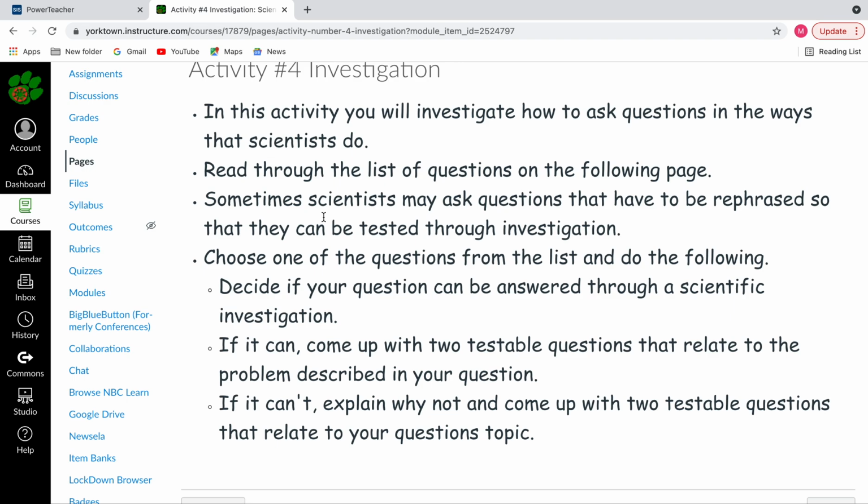Again, activity 4, what's the question? In this activity, you guys are going to investigate how to ask questions in the way that scientists do. Now, on the next page, there is a list of questions. I think there are 6 or 7 questions there, and I will show you that list in a second. Sometimes scientists may ask questions that have to be rephrased so they can be tested through scientific investigation. On that next page, you are going to choose one of those questions from the list and do the following. 1, you're going to decide if your question can be answered through a scientific investigation.